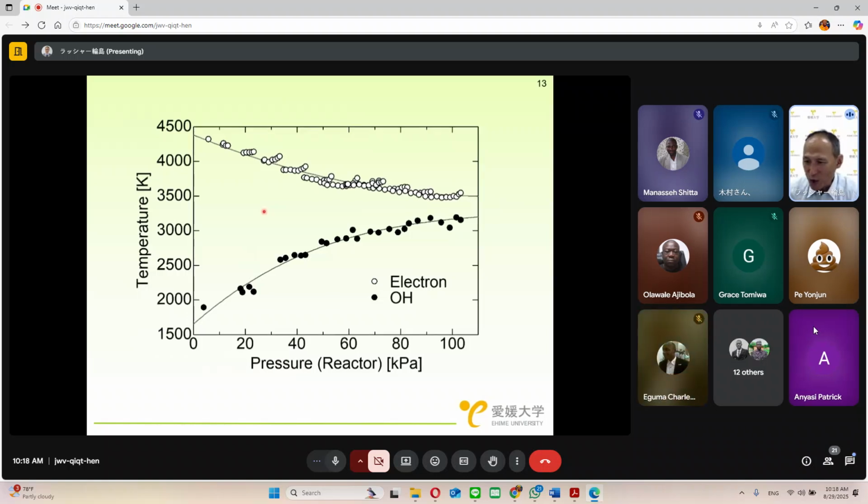When the ambient pressure is low, the molecular density is also low, allowing electrons to move freely. This means that the kinetic energy of the electrons is large. The electron temperature becomes very, very high. In other words, the molecule temperature, in this case OH, is very low because molecules are heavier than electrons and cannot move as freely. The molecule temperature is low at this low pressure.